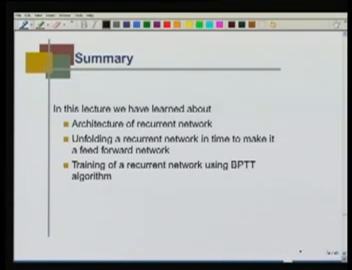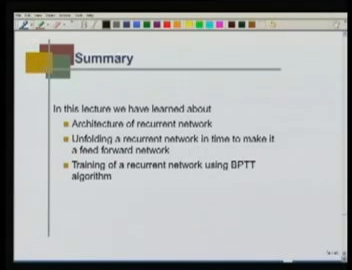So, to conclude, in this lecture we learnt about the architecture of a recurrent network, unfolding a recurrent network in time to make it a feed-forward network, training of a recurrent network using the BPTT algorithm, and we showed an example of system identification of a linear discrete dynamic. Using BPTT, we showed that the actual parameters are learnt. Thank you very much.